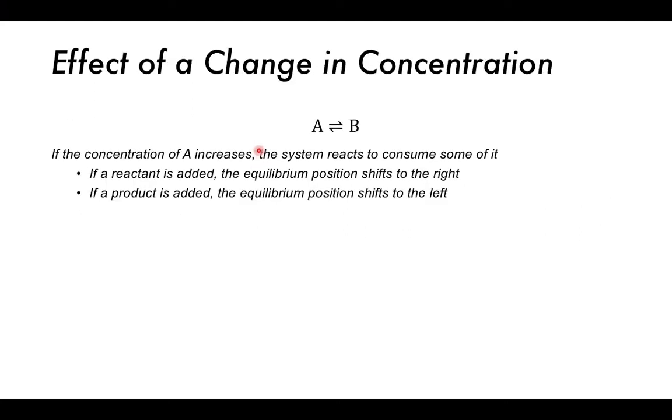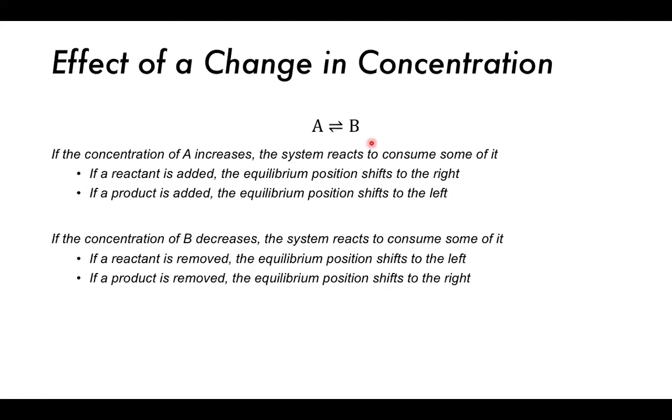The effect of a change in concentration. Say we have this reaction, A gives B and vice versa. If the concentration of A increases, the system reacts to consume some of it. And so if a reactant is added, the equilibrium position shifts to the right. If product is added, so the concentration of the product increases, the equilibrium shifts to the left. That means it's trying to consume B to produce A to try and reestablish that previous equilibrium, which had them at some previous value of concentrations.